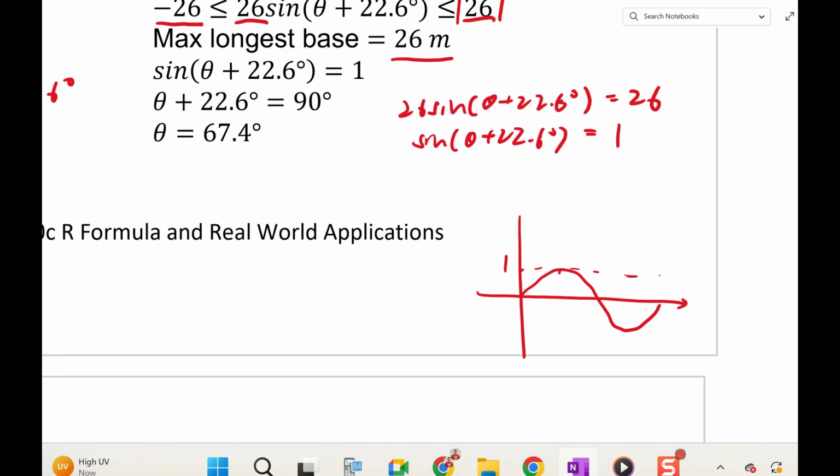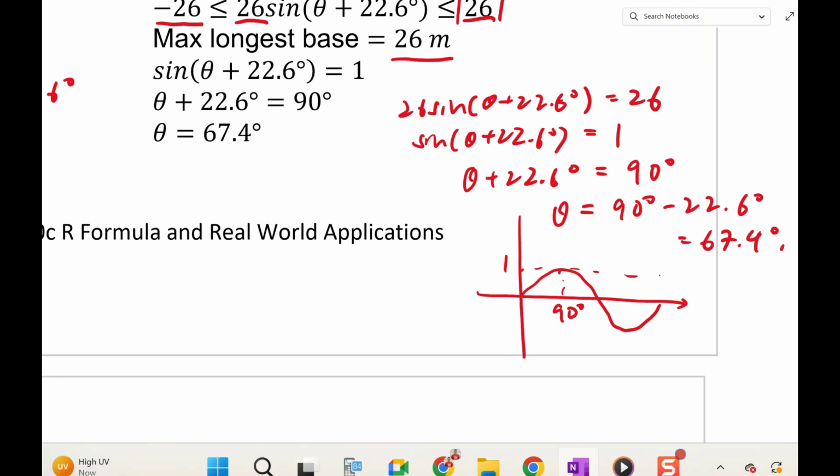And when does it occur? It occurs at 90 degrees. Therefore, we'll know that theta plus 22.6 degrees equals 90 degrees. And we can find theta: 90 degrees minus 22.6 degrees equals 67.4 degrees.